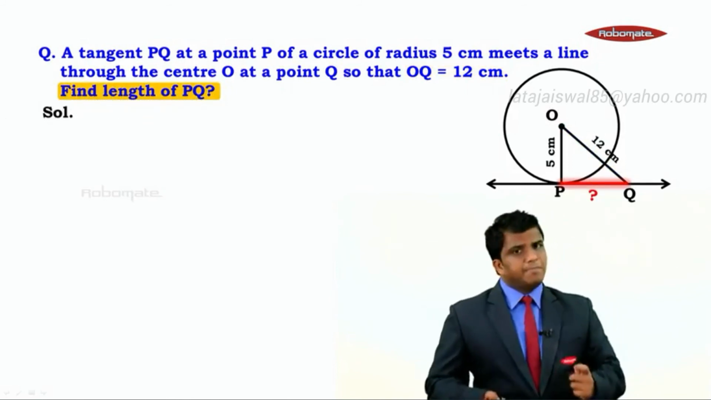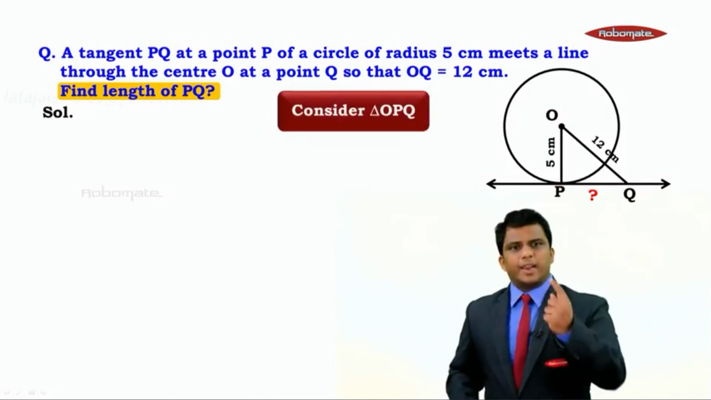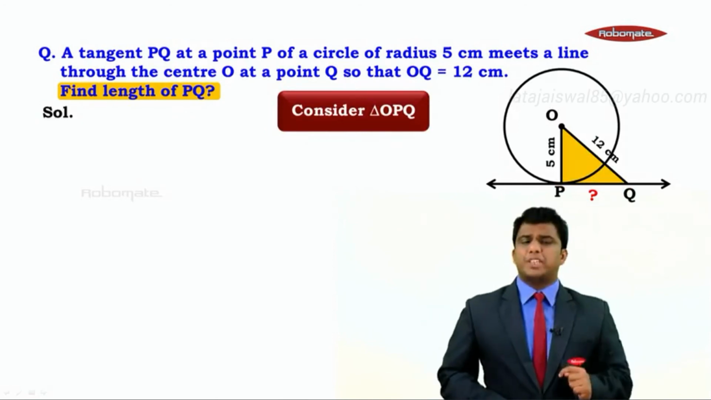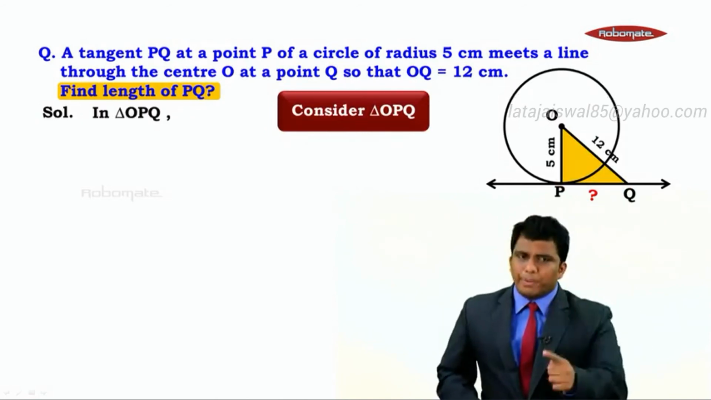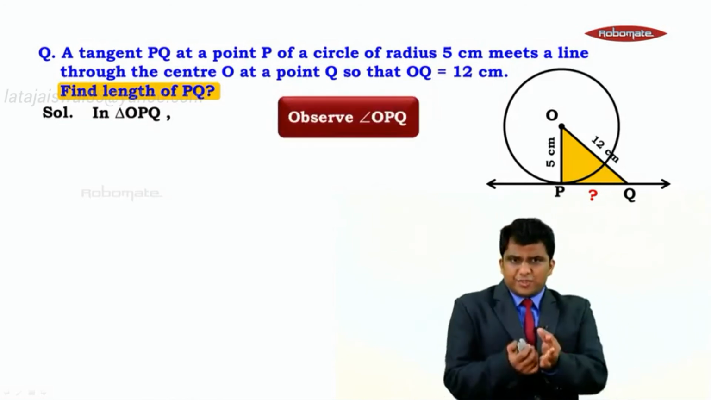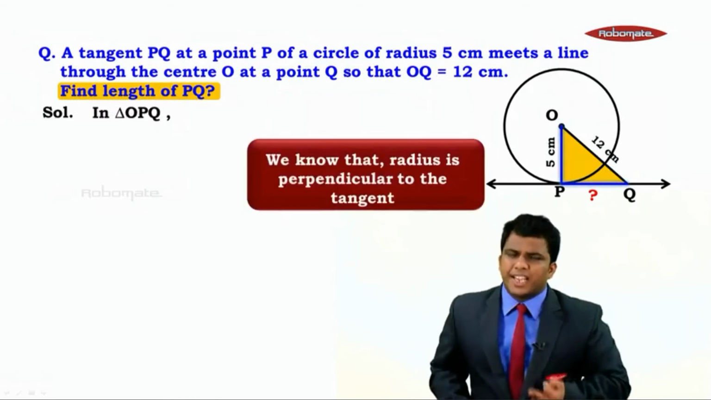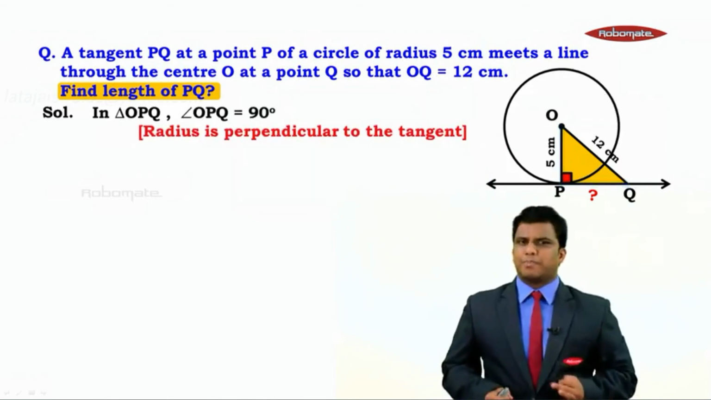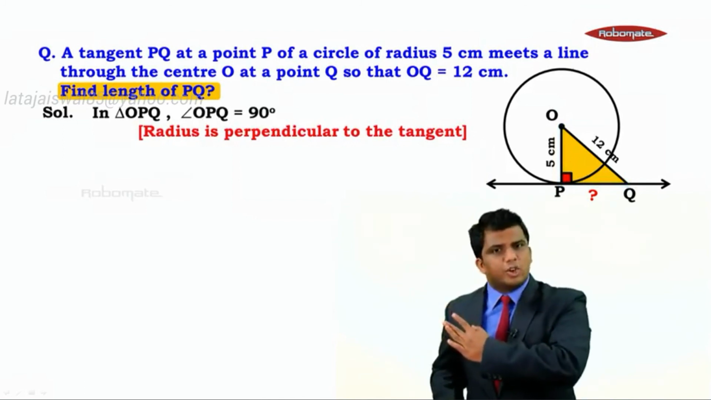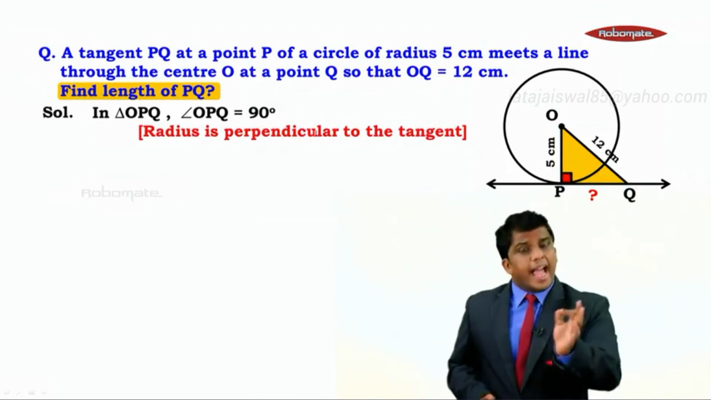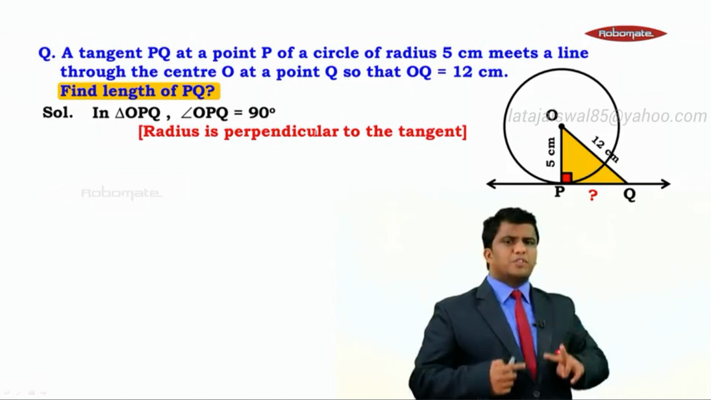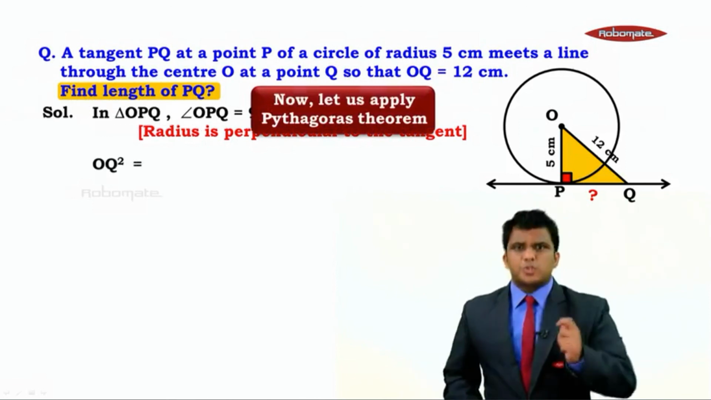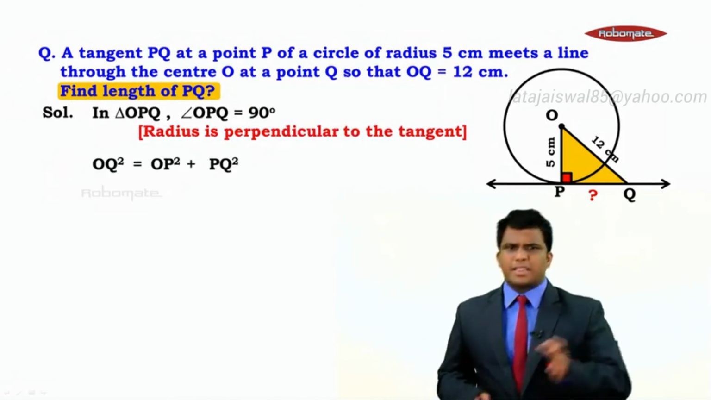Now look at PQ. It belongs to a triangle. Let's consider triangle OPQ. Now in this triangle, we have the information about a tangent. PQ is a tangent. Let's look at angle OPQ. Now if you look at angle OPQ, since we have a tangent, we know that radius is perpendicular to the tangent. So angle OPQ will be 90 degree. We know radius is perpendicular to the tangent. That makes this triangle a special triangle, a right angle triangle. And in this right angle triangle, we already know the lengths of two sides. To find the length of the third side, let us apply the Pythagoras theorem. Hence, OQ square is equal to OP square plus PQ square by the Pythagoras theorem.